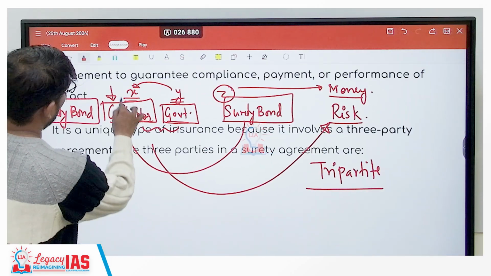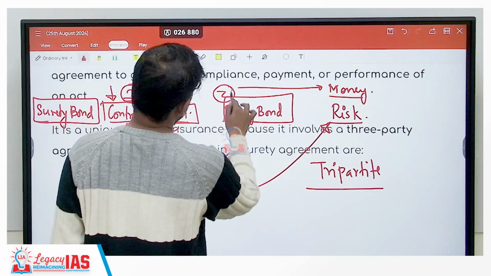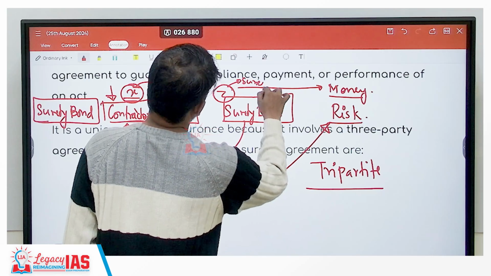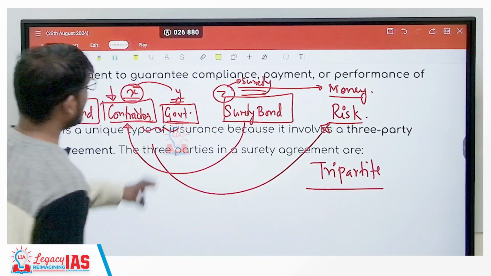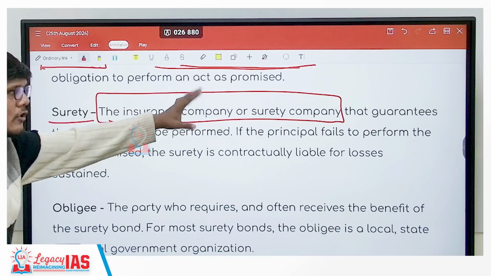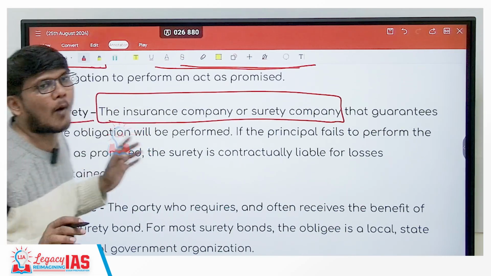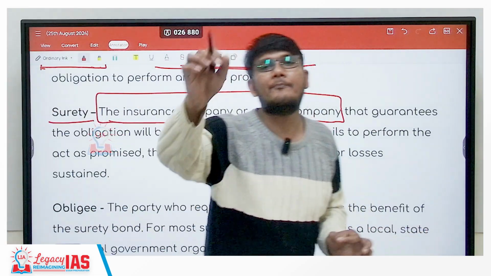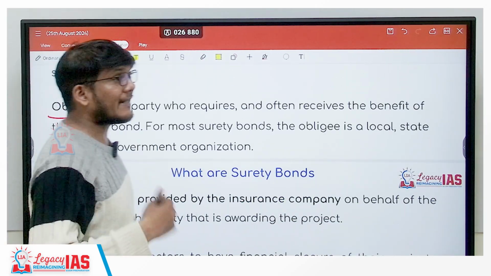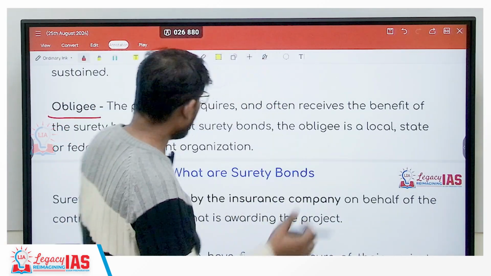Let's say X is the contractor, and surety is Z. Z is the surety and government would be the obligee. Okay, so surety is the insurance company or the surety company that guarantees the obligation or the task will be performed. And then you have the obligee, the party who requires the surety.